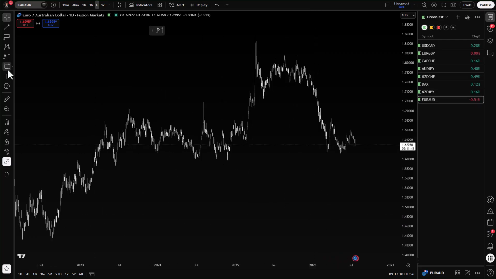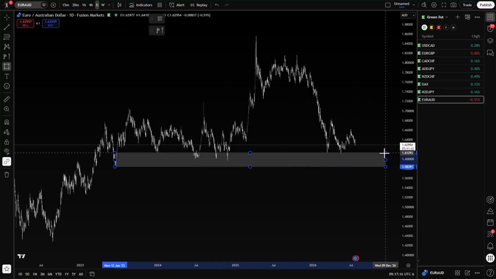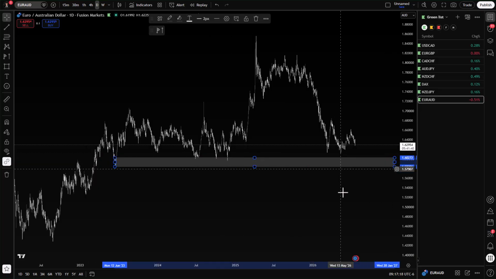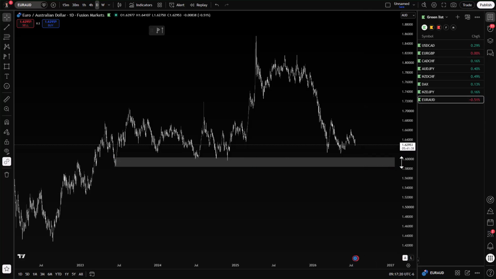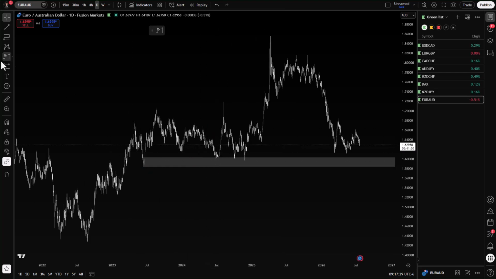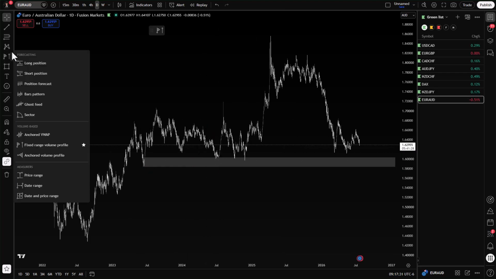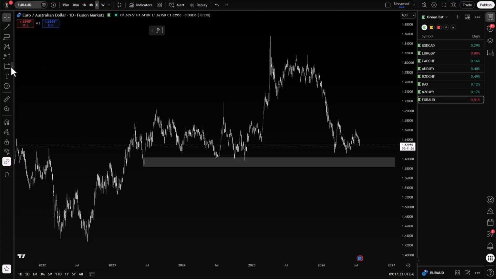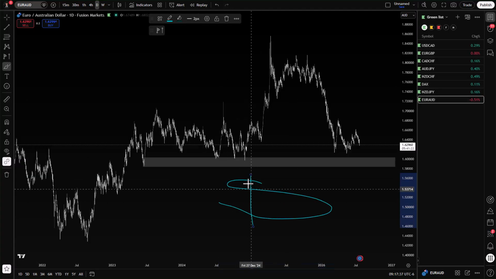So on the daily time frame, I see this support level around this price, 1.6. That's the first thing I see. What does that mean? It means that below the support we have a liquidity pool. We have pending orders, we have stop orders.